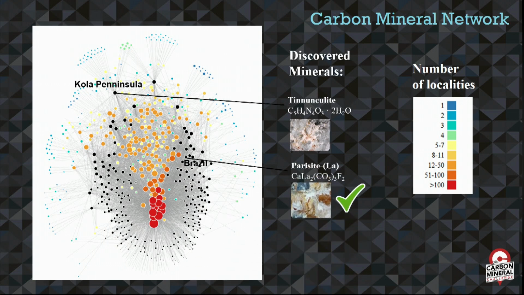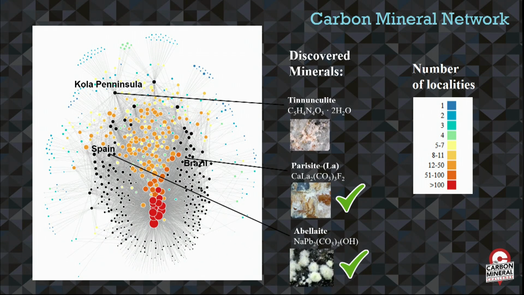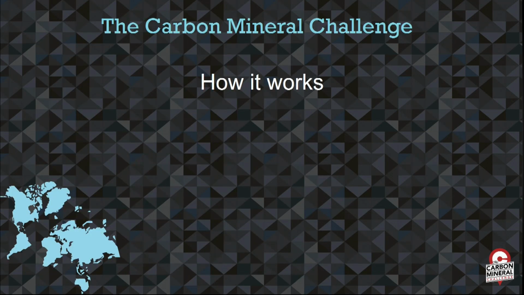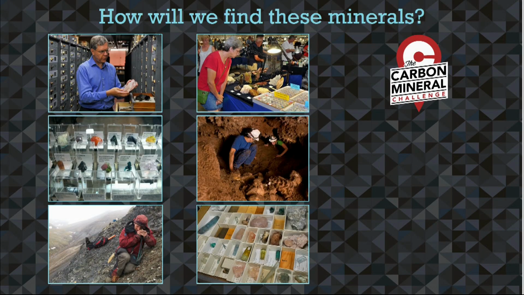Parasite lanthanum, turns out it does exist. That was found at a location in Brazil. And then this weird sodium lead carbonate mineral, abelleite, was found in Spain. They all seemed to be up at these localities with a great deal of diversity. So how did the Carbon Mineral Challenge work?